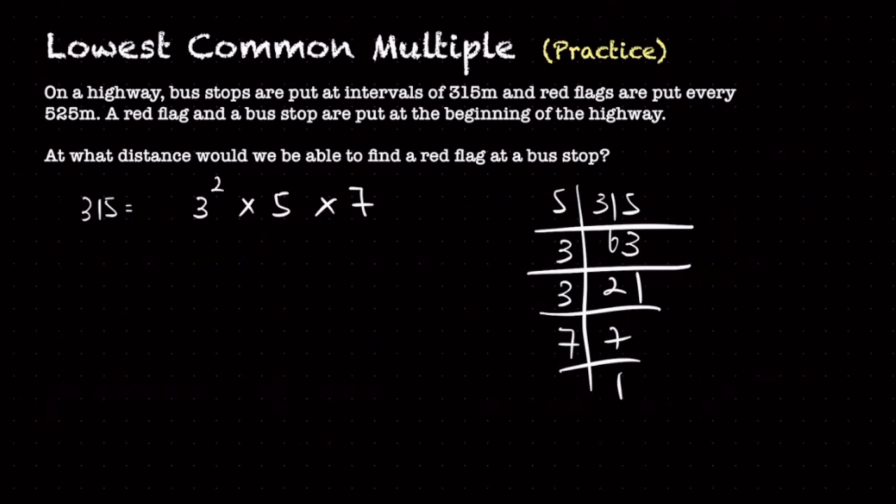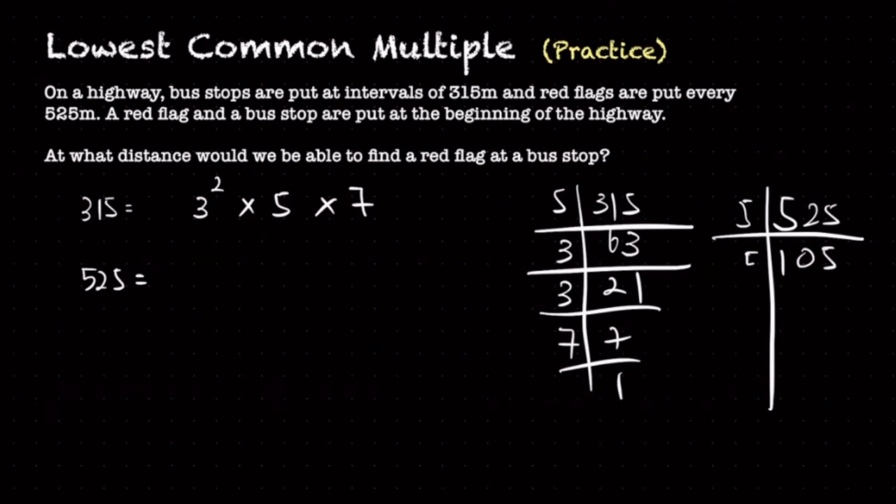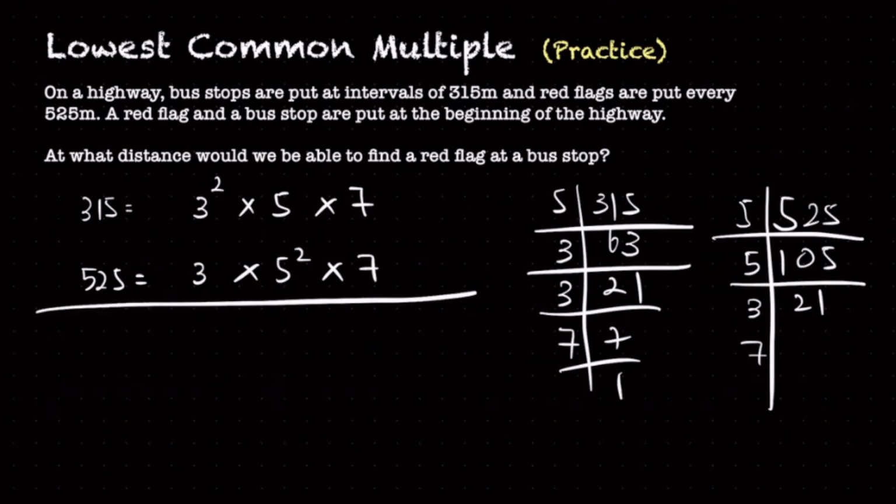Now let's do 525. 525, divided by 5 is 105, and 105 divided by 5 is 21, and 21 is 3 and 7. So great, we have 3 and we have 2 5s and 1 7. So these two seem to be great buddies.